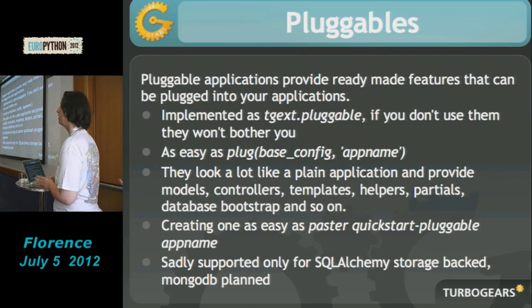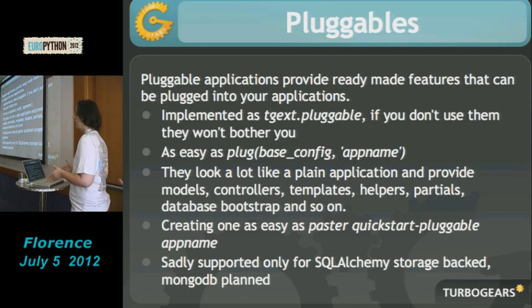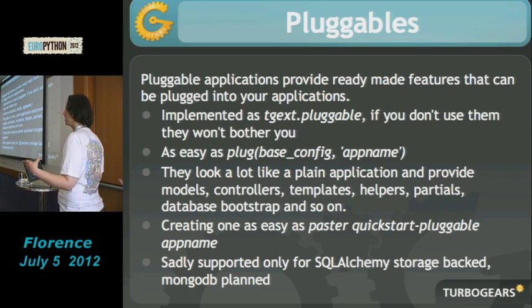And creating one is as easy as gearbox quickstart-pluggable application name. There is a script called Quick Start Pluggable, which will create all the structure for you and provide you a sample model, a sample controller, a sample helper, a sample template, and everything you can get started from. Actually, it's so easy that you don't have to read the documentation to get started. You just create a pluggable application and modify the data already available, and usually it will work.